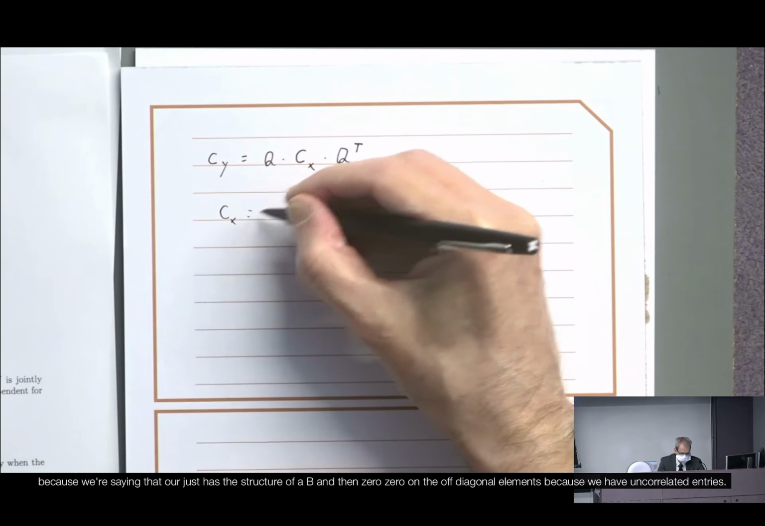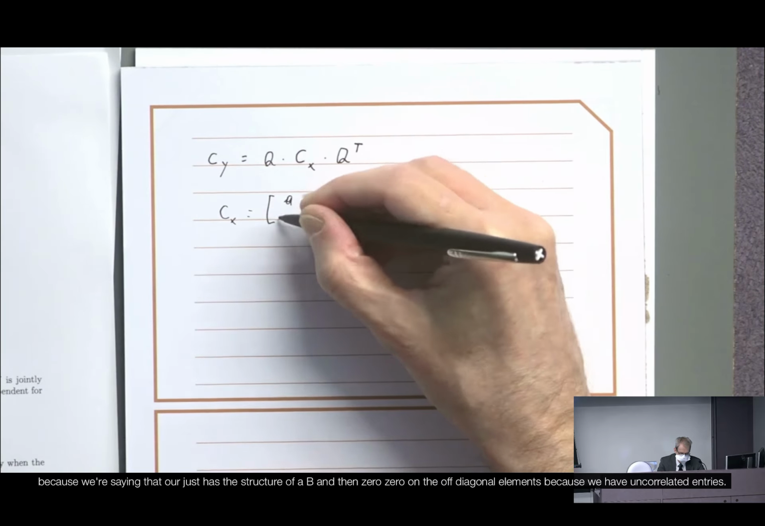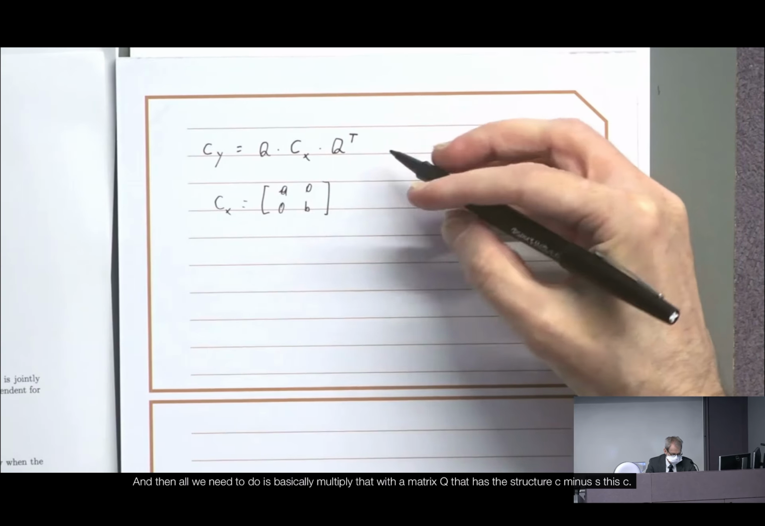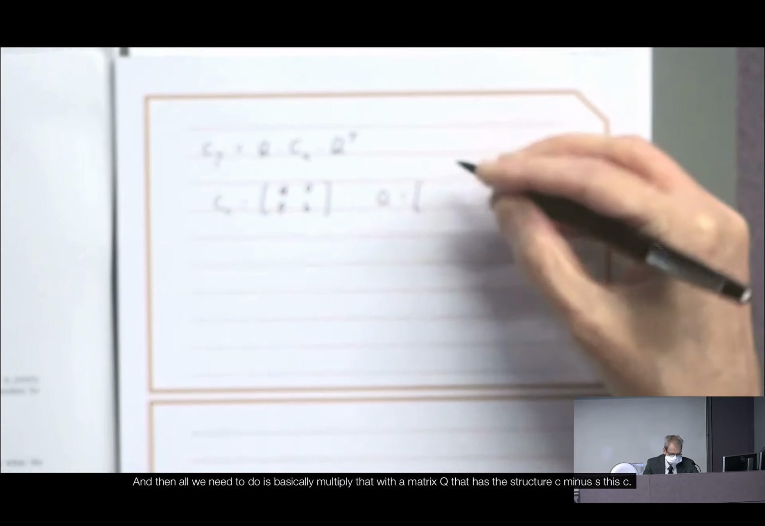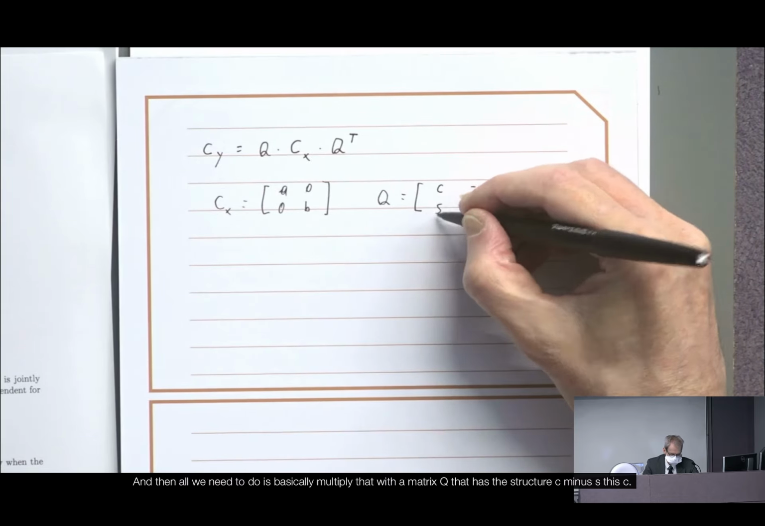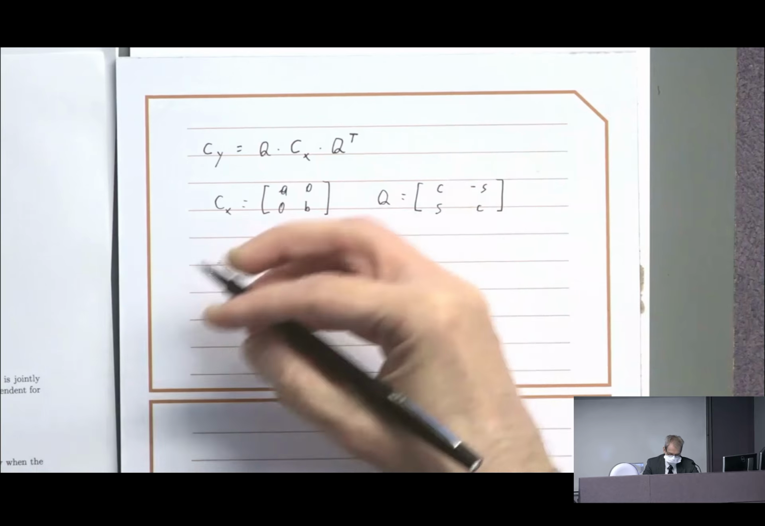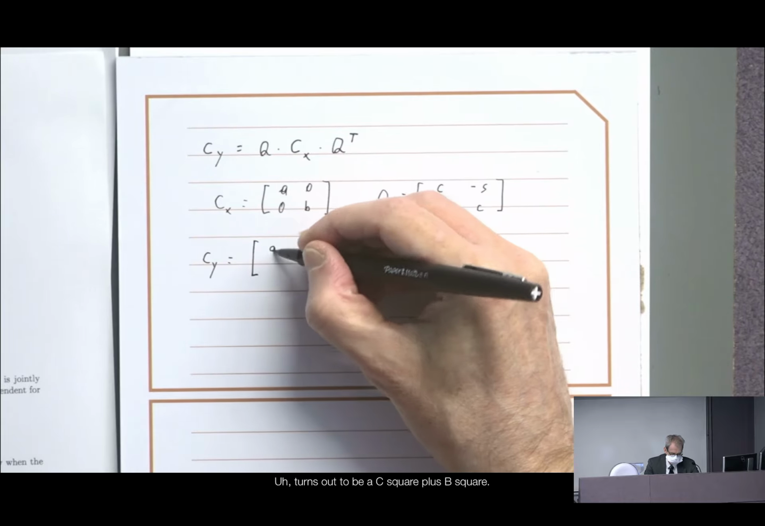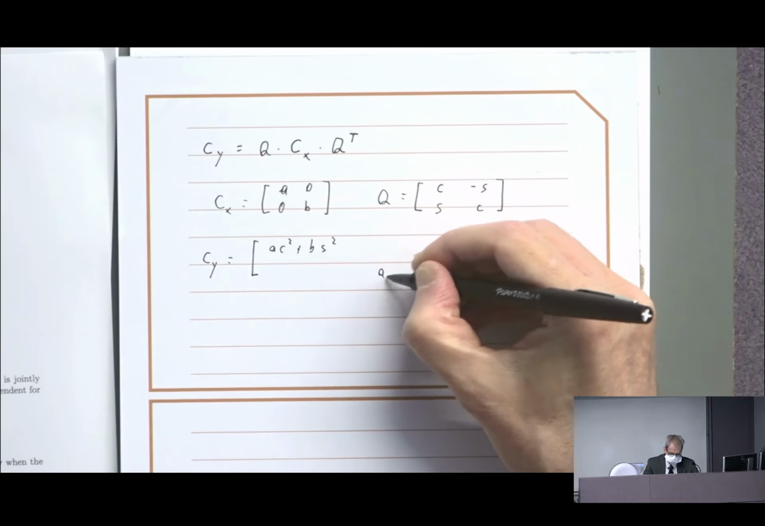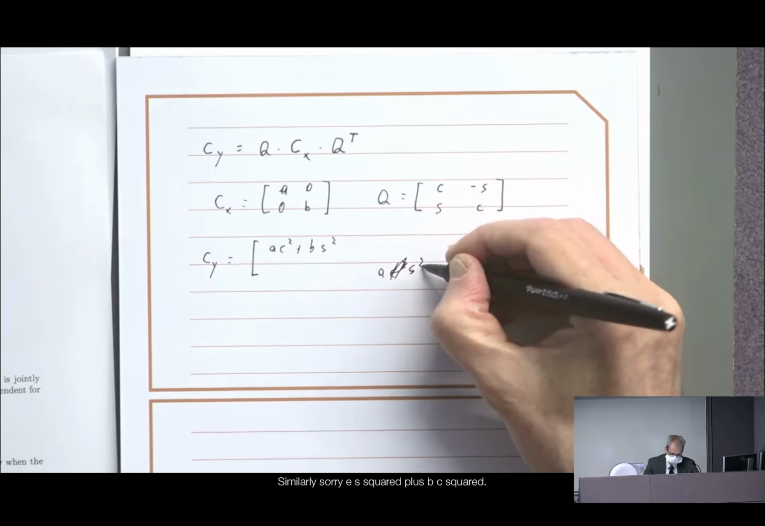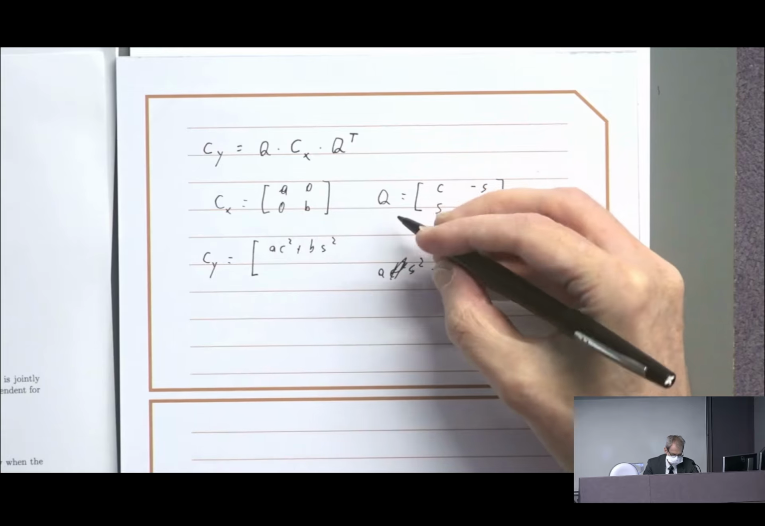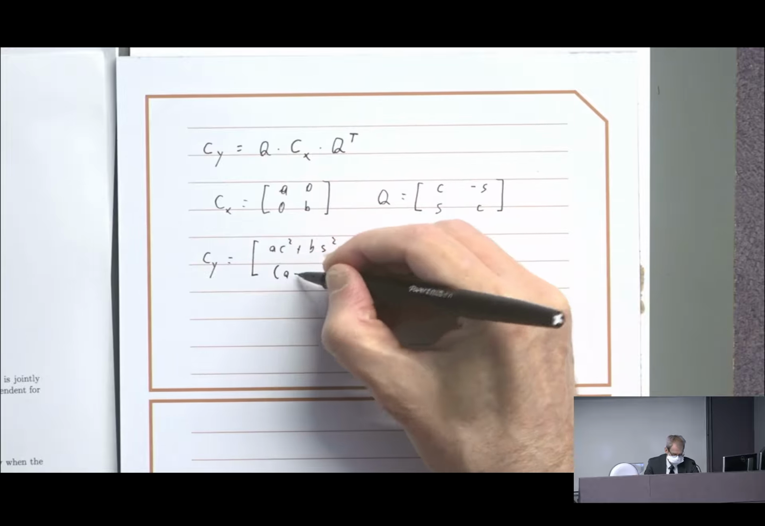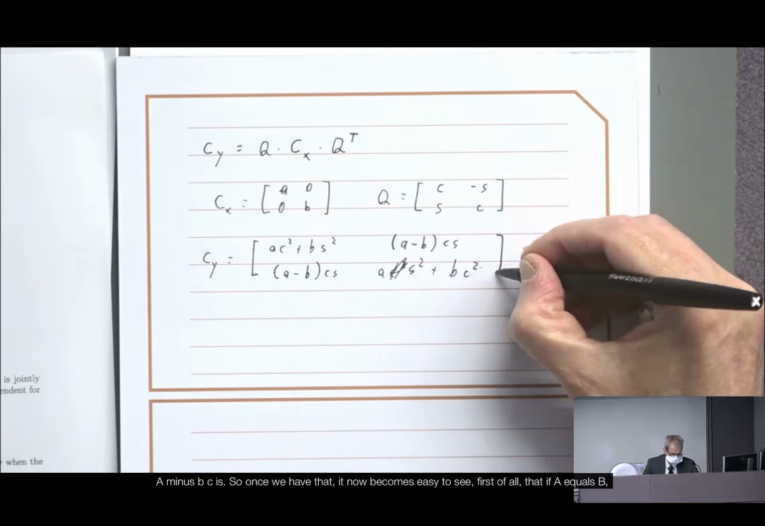Because we're saying that our Cx just has the structure of A, B, and then 0, 0 on the off-diagonal elements because we have uncorrelated entries. Then all we need to do is multiply that with a matrix Q that has the structure C, minus S, S, C. When we plug that in, we get that our Cy turns out to be A C square plus B S square. Similarly, A S square plus B C square. And then the off-diagonal elements are A minus B times CS, A minus B times CS.